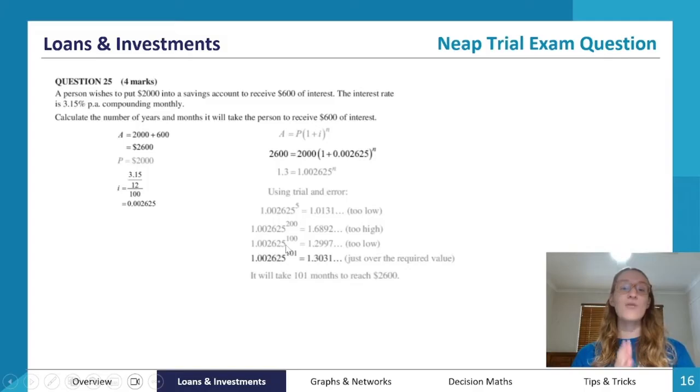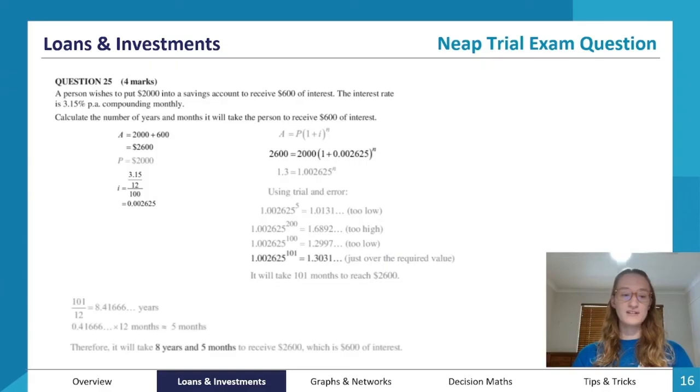So that means when our initial quantity has compounded 101 times, that is how long it will take them to reach the desired amount. Because we're talking about monthly compounds here, N equaling 101 means it will take 101 months to reach $2,600. We can convert that into months and years. So it will take 8 years and 5 months to receive $2,600, and that will give them their desired goal of that $600 of interest. So that's how I would approach a question such as this one.